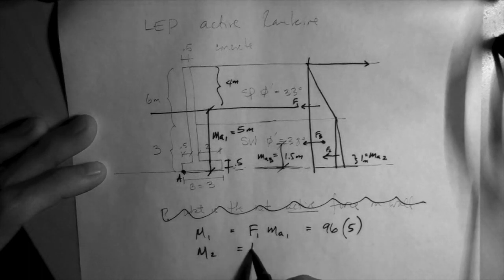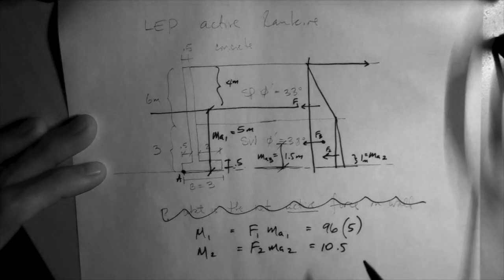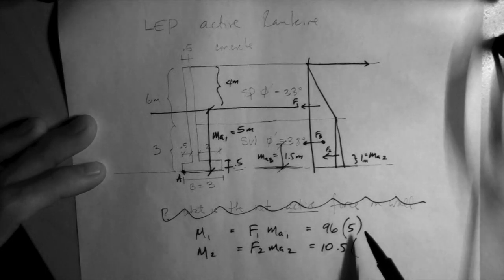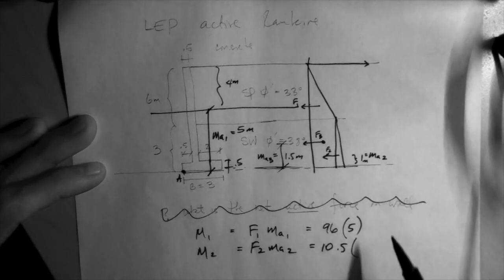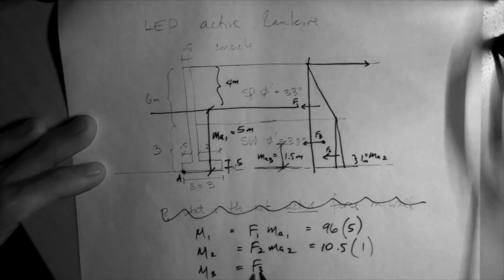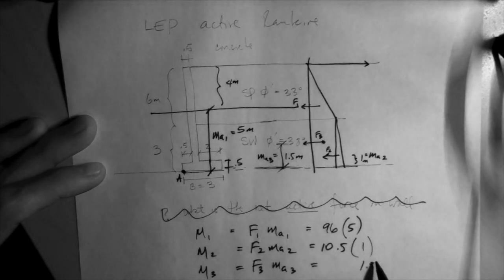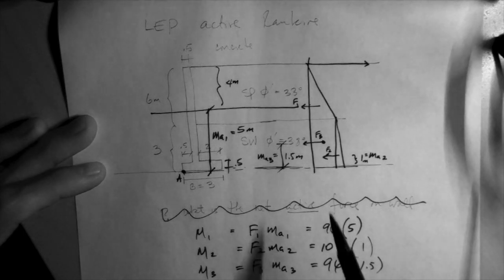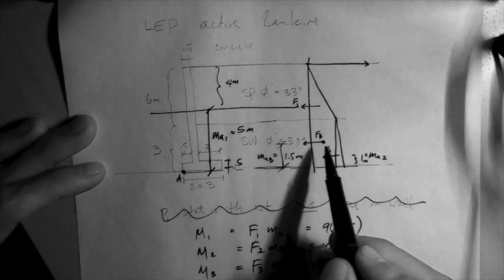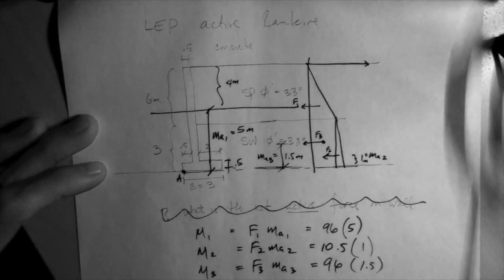Moment 2 is force 2 times moment arm 2. Force 2 is 10.5 kilonewton per meter of wall, and moment arm 2 is 1 meter. Moment 3 is force 3 times moment arm 3. Moment arm 3 is 1.5 meters and 96 kilonewton per meter is force 3.